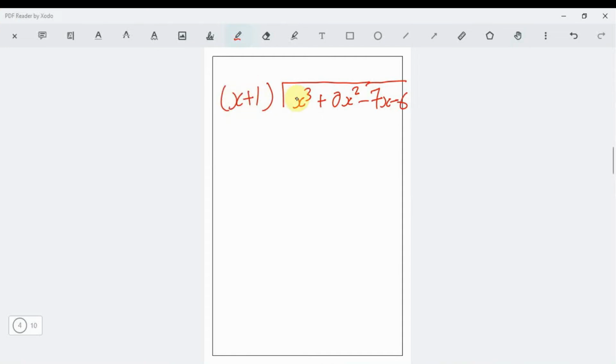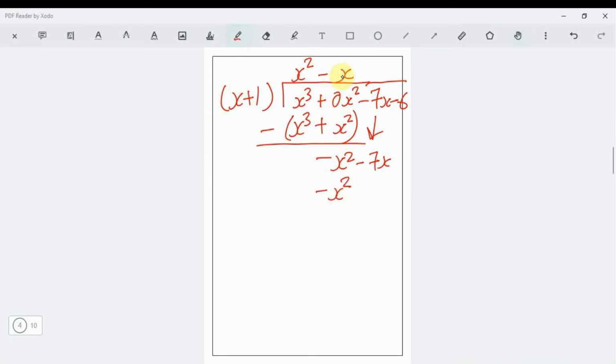So x into x cubed goes x squared. X times x squared is x cubed. X squared times 1 is x squared. We do our subtraction. X cubed minus x cubed cancel. 0 minus x squared leaves minus x squared. Then we bring down this minus 7x. X into minus x squared leaves minus x. X times minus x is minus x squared. Minus x times 1 is minus x.